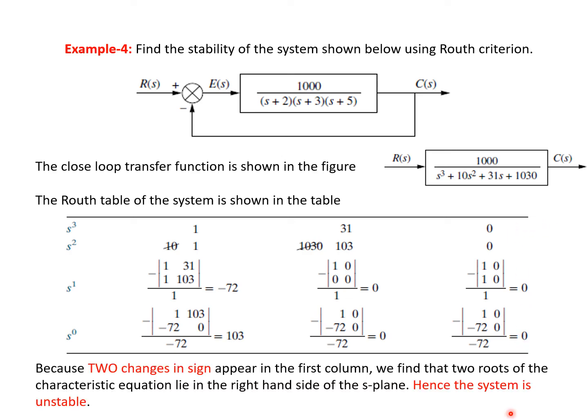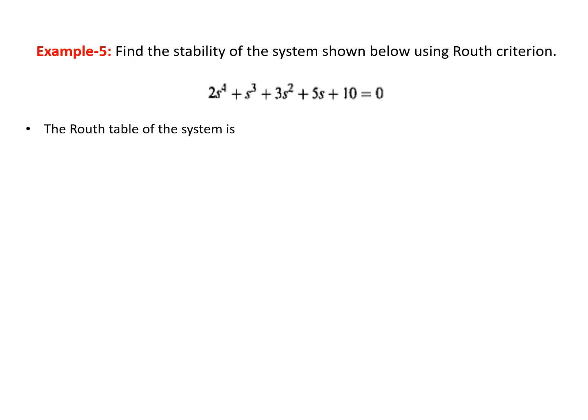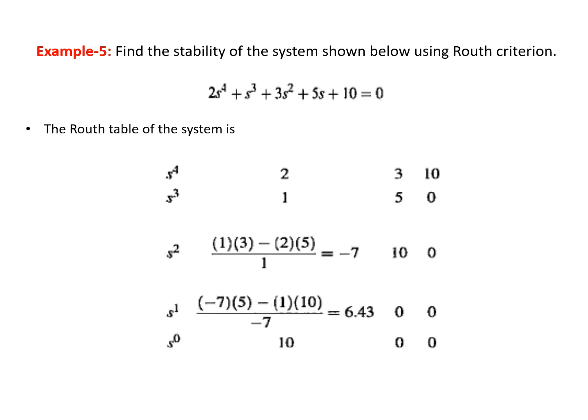Now here, as you can observe, there are two sign changes. So 1 to 1, 1 to minus 72, minus 72 to 103. So there are two sign changes. So the system is said to be unstable since two roots are changing the sign, and the two roots are said to be lying in the right half of the s-plane. The system is said to be unstable.